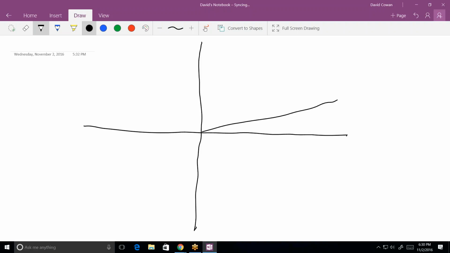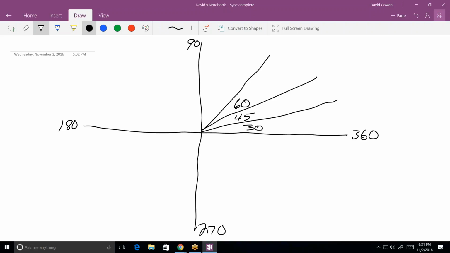There's three key angles: 30, 45, and 60. And that's 90, that's 180, 270, 360. Over here, whatever angle, if we're in the second quadrant, let's number these quadrants: 1, 2, 3, 4. And also, are you familiar with the term reference angle?